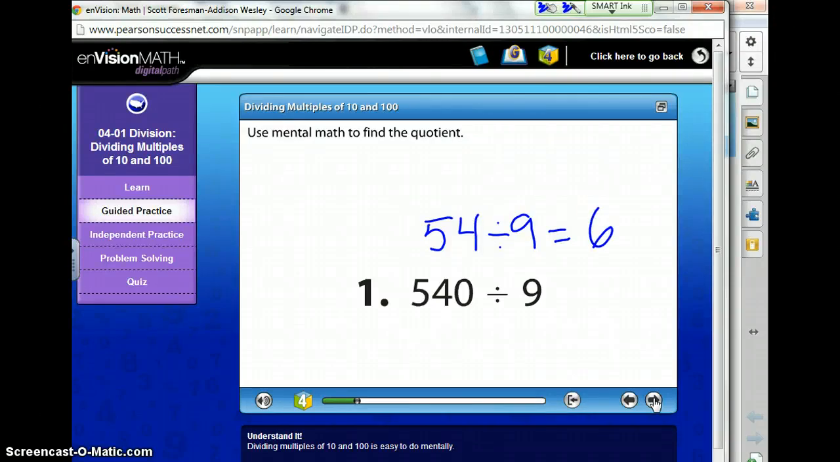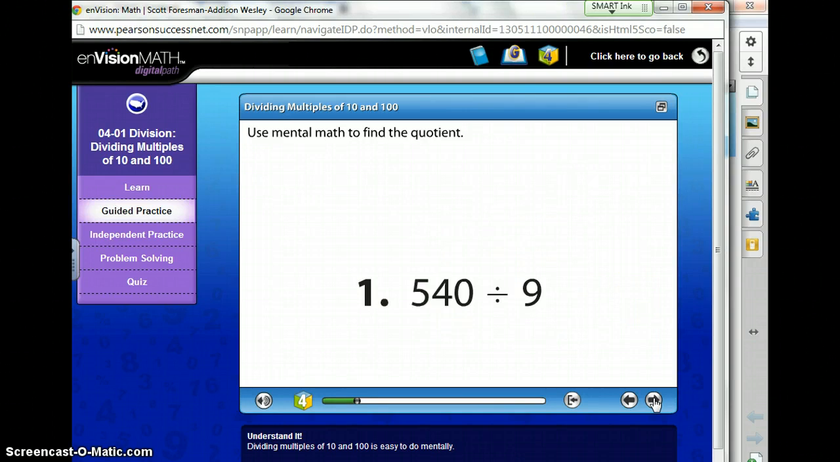So if this is 6, in my answer I have a 6, and how many zeros did I cover up? Cole? 1. Now to double check and make sure that I have the right answer, I can do the opposite. 60 times 9 should give me this. Does it? It sure does. Remember, division is just the opposite of multiplication.